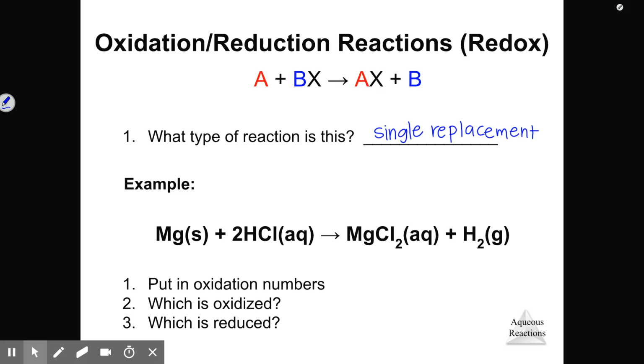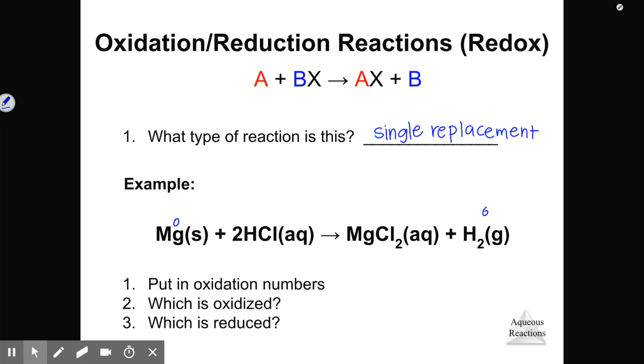So let's practice it with a different situation. So different metal, different acid, but same steps. So the first thing we're going to do is put in oxidation numbers. So I always remember the rule, it's 0 if it is just the element by itself or a diatomic. So I see magnesium here is going to be 0, and then my hydrogen gas at the end is going to be 0. Next, I look for oxygen.